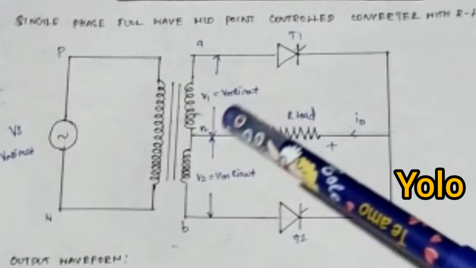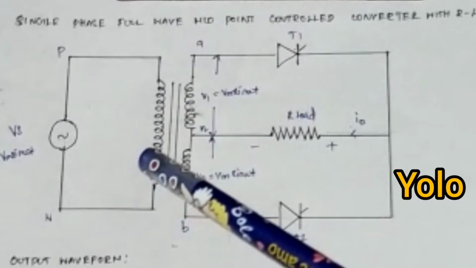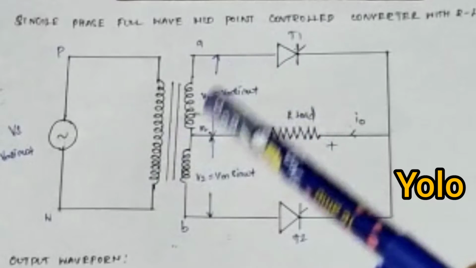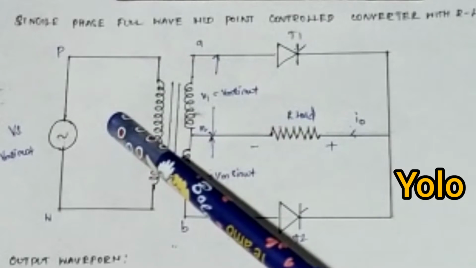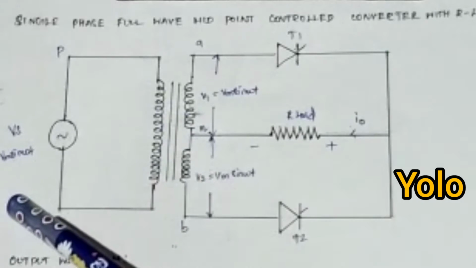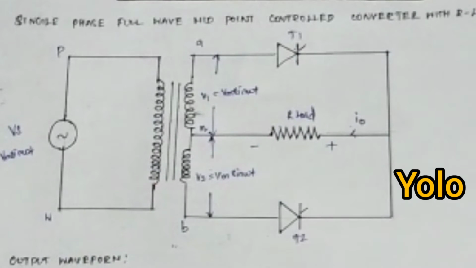If you see the complete secondary winding, the number of turns of the secondary winding is twice the number of turns of the primary winding. So supply voltage V is equal to Vm sin omega t.